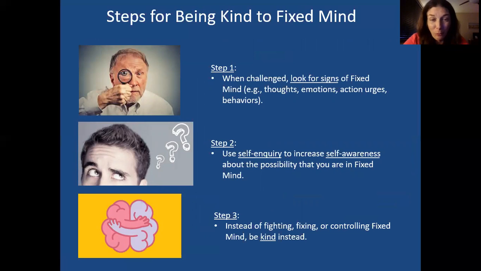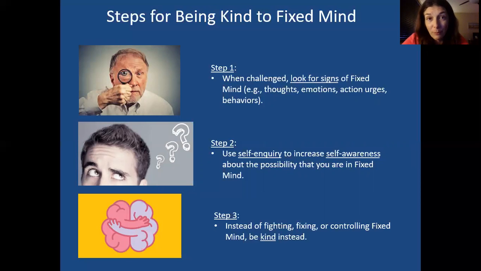So the technique for working through fixed mind, they call being kind to fixed mind. So they threw in a little rhyme, okay? So you could be a poet, you didn't even know it. All right, so step one is, first of all, you gotta look for signs of fixed mind. All right, so if you're feeling challenged, you're feeling vulnerable, you're worried about a mistake, you might be reacting in fixed mind. So take a look to see if you're actually in fixed mind, right?